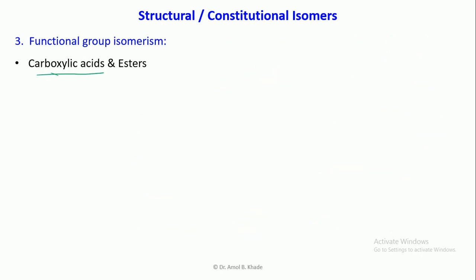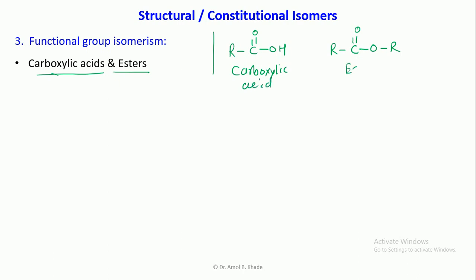It is also possible between carboxylic acids and esters. So recently we have completed this IUPAC naming for carboxylic acid. What is the generalized formula? RC=OOH is the generalized formula for carboxylic acid, and for ester, RC=OOR. So this is carboxylic acid and this is ester. All right, so we will see how this will show the functional group isomerism.